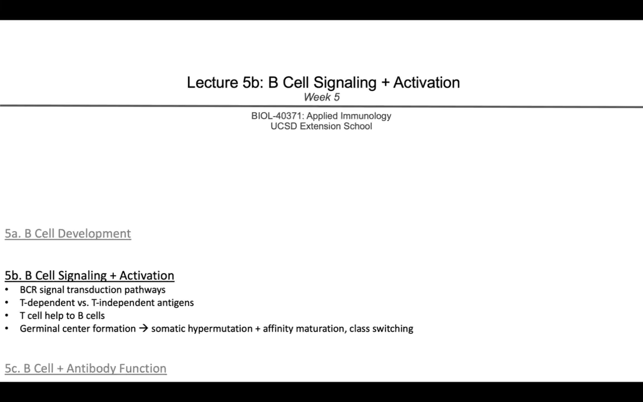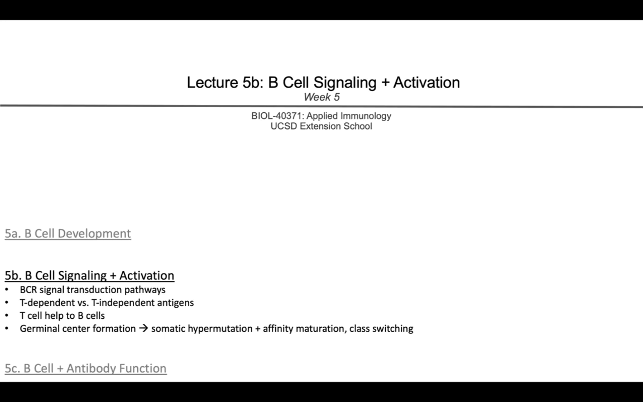Welcome back to our Week 5 B-cell module for Applied Immunology. This is Lecture 5B, where we will learn about the signaling steps involved in the activation of mature naive B-cells following their successful development. Today we will discuss signal transduction pathways that occur downstream of the B-cell receptor, and how these allow B-cells to assume an activated cellular state.